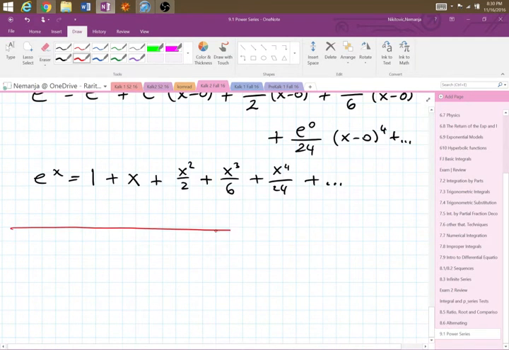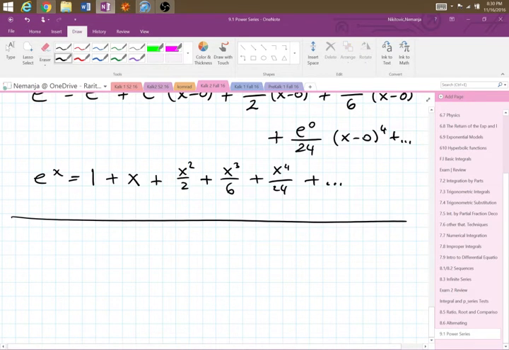Brilliant. Let's erase the red line now. Enough with the red color. Let's go another example.